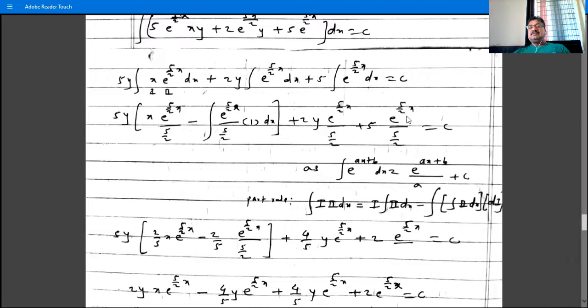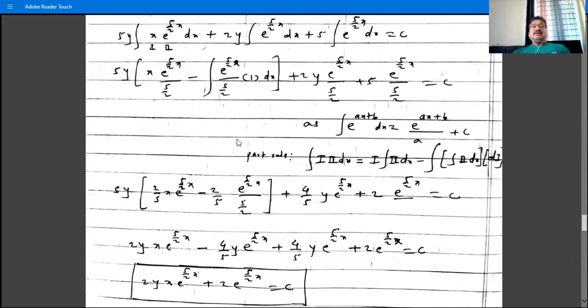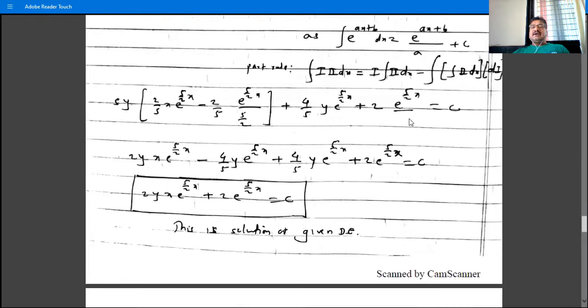Again the same, e raised to 5 by 2x integration is this, plus a constant. Then write this divided by 5 by 2, which means multiplied by 2 by 5, outside the integration. The integration of e raised to 5 by 2x is e raised to 5 by 2x divided by 5 by 2. Its integration, plus simplification of this: divided by 5 by 2 means multiply by 2 by 5. So here also 2 by 5, the 2 by 5 gets cancelled, so we have 2.